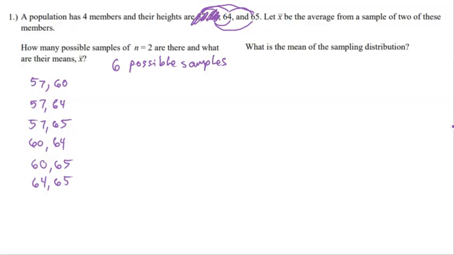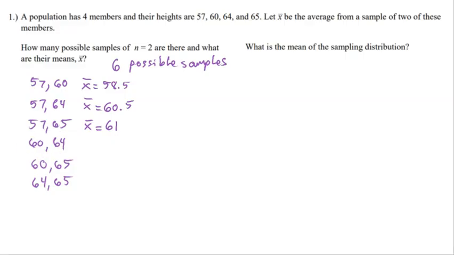And then here I'm going to want to use this space again up here, so let's get rid of all that. And then it says, what are their means? So we need the mean of 57 and 60. So 57 plus 60 divided by 2 is going to be x bar 58.5. The mean between 57 and 64, x bar is going to be 60.5. The mean between 57 and 65, that's going to be 61.